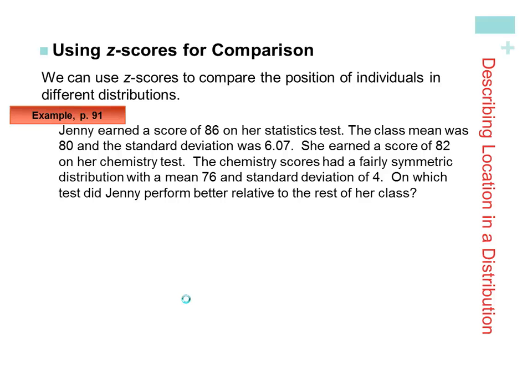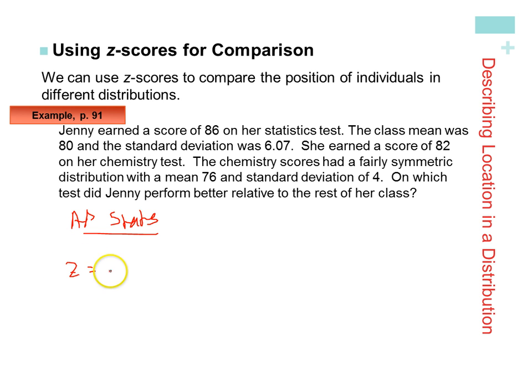Okay? Well, the mean and the standard deviation for her chemistry test was 76 and 4, respectively. So, in fact, which test did Jenny perform better relative to the rest of her class? Well, in order to find that out, we need to find out how far away from the mean she actually is in either class, right? So, easy enough to figure that out for her AP Stats test. And we've already done this calculation, but I'll show it again.